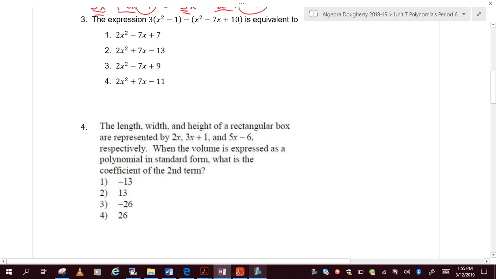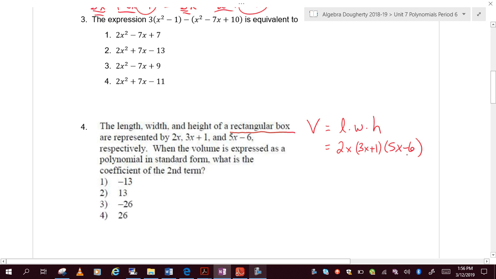Number 4, I promised to go over. The length, width, and height of a rectangular box are represented by 2x, 3x plus 1, and 5x minus 6 respectively. When the volume is expressed as a polynomial in standard form, what is the coefficient of the second term? Well, volume equals length times width times height. The product of all three of those polynomials, 2x times 3x plus 1 times 5x minus 6.